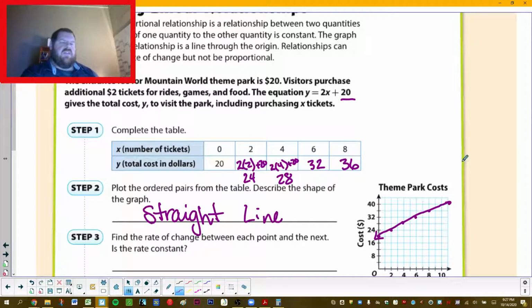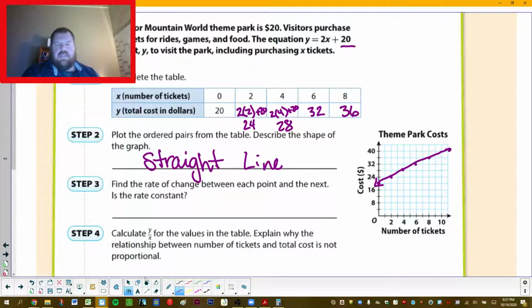It doesn't really look that straight, does it? Do the best you can. The only thing that looks different between this and what we did before is that it's not going through the origin. Find the rate of change between each point and the next. Is the rate constant? Okay, every single time.